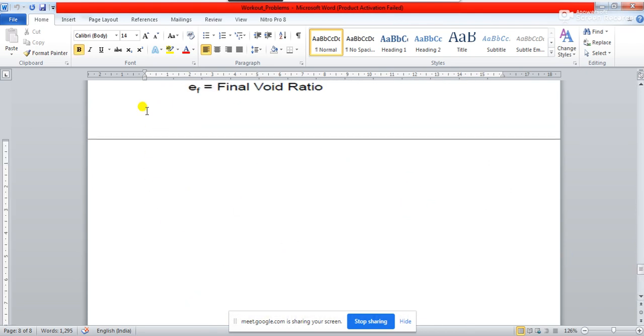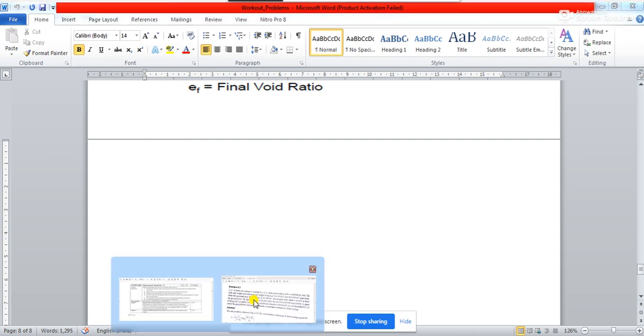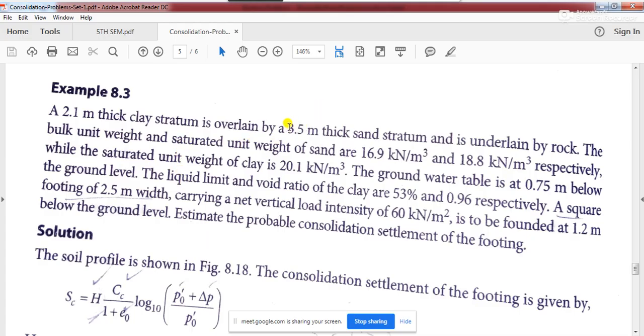So what is said in the problem is that first, step by step, you understand what is said. A 3 meter thick sand stratum is overlain by a clay layer, is overlain by 3.5 meter thick sand stratum and is underlain by rock. So let's first draw the clay stratum.